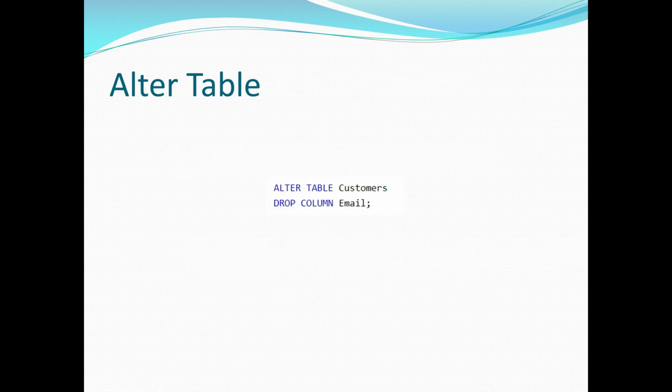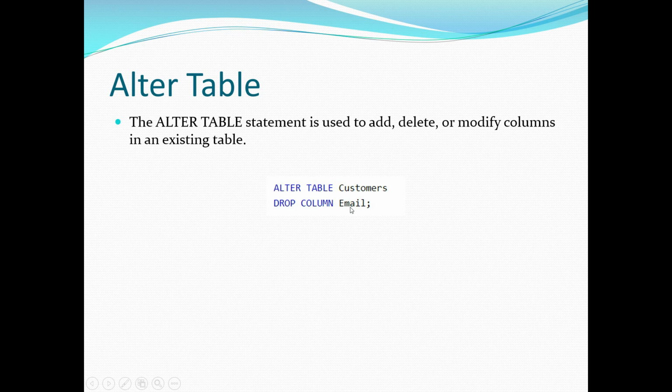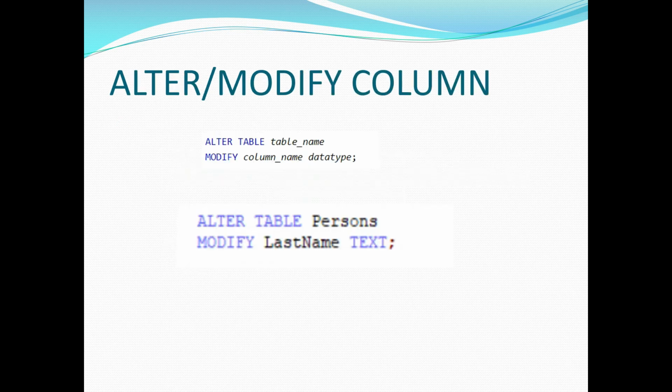The alter table command is used to modify the columns. For example, in this scenario, we delete a column, email, inside the table customers through alter table, table name, and then drop column, column name. The alter table statement is used to add, delete, or modify the columns in an existing table. Similarly, these all are.